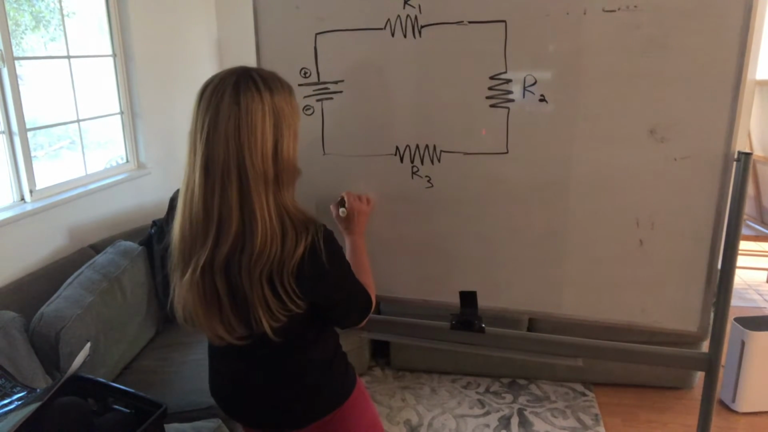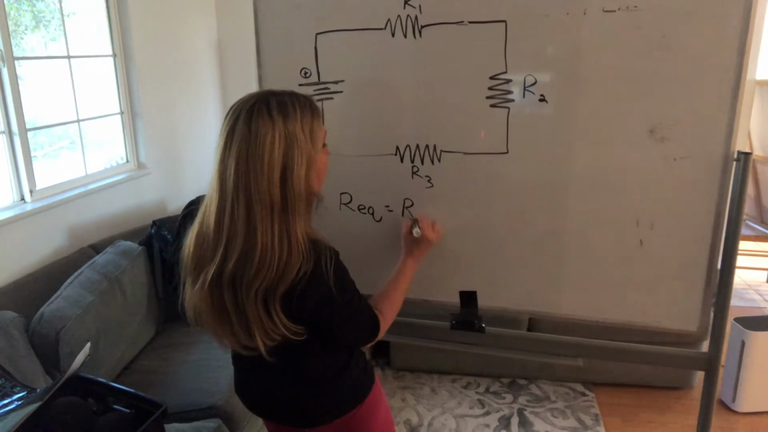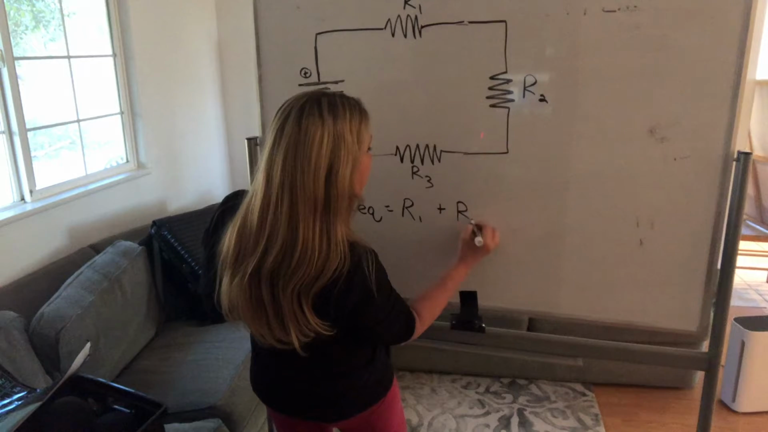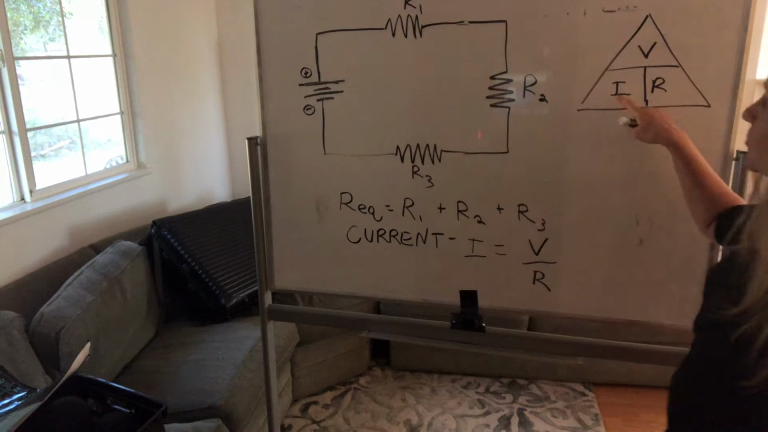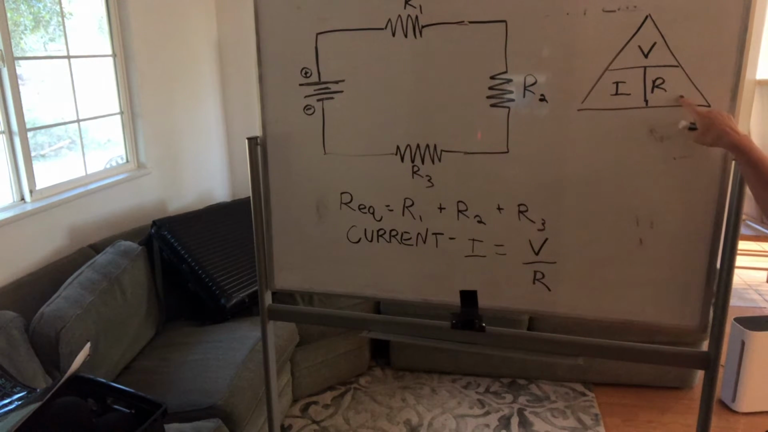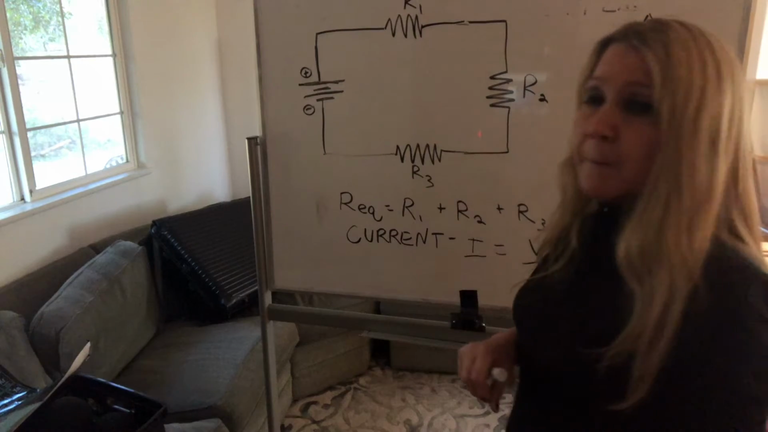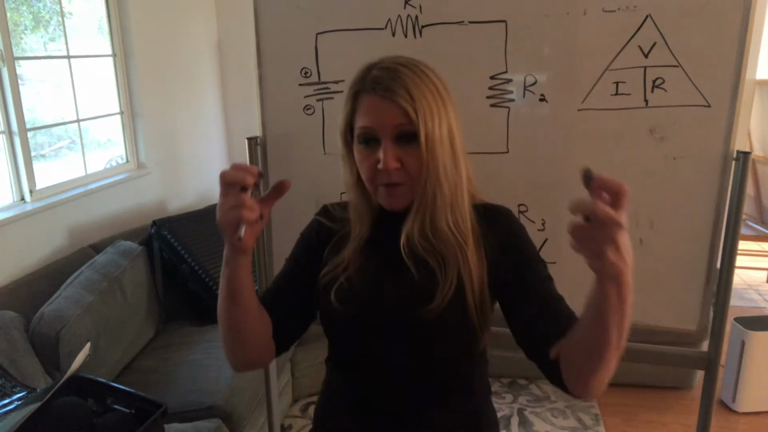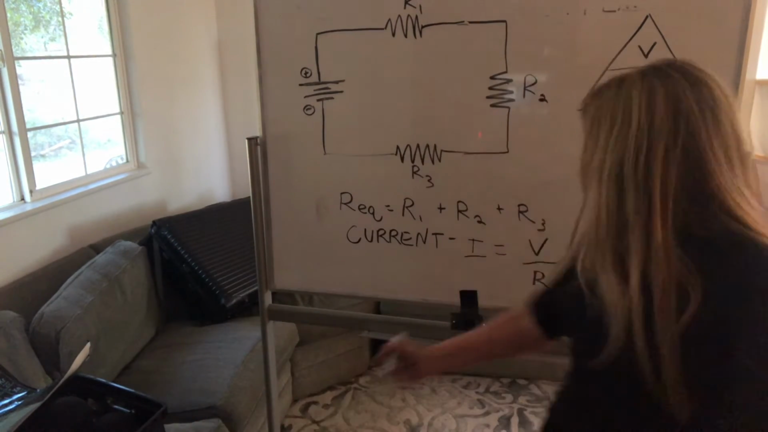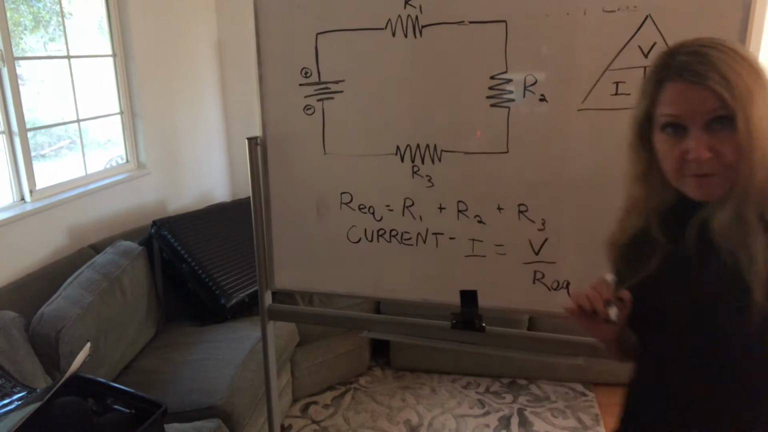R equivalent is equal to R1 plus R2 plus R3. So we have voltage, current, resistance. So then that means the current is equal to the voltage divided by the resistance. And if we have multiple resistors in a circuit, it would be the equivalent resistance. We just add them all up. So it'd be voltage divided by the equivalent resistance.